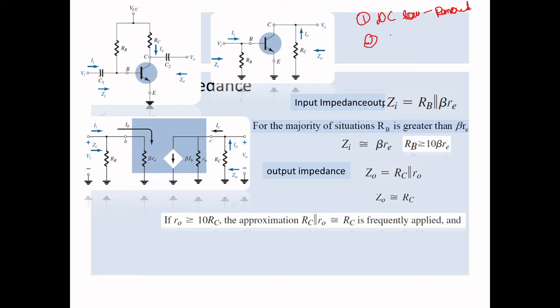What is the second step? All capacitors to be short circuited. Third step, you want to replace this transistor with the re model. So these are the three steps you have to do for all circuits. Very simple, just follow my words, and you'll find it very easy.